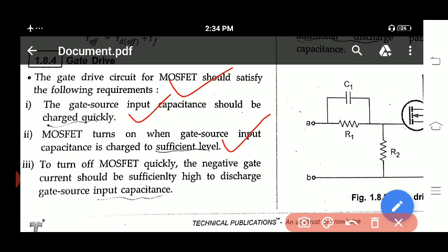To turn off the MOSFET quickly, the negative gate current should be sufficiently high to discharge the gate-to-source input capacitance. Obviously, during turn off, you have seen there are two types of delay, TD off plus TF. Those two delays can be avoided.